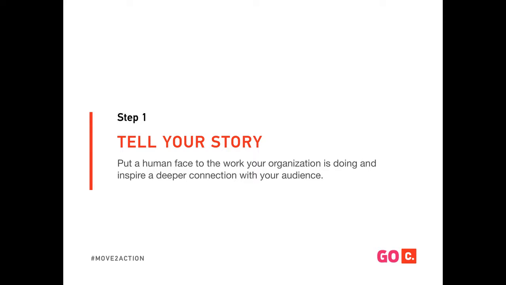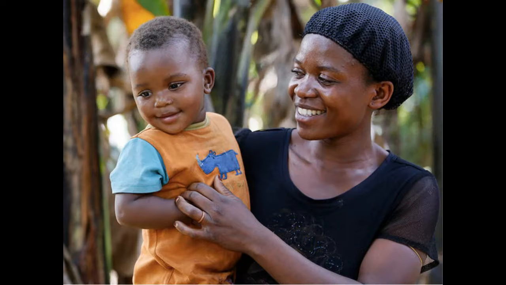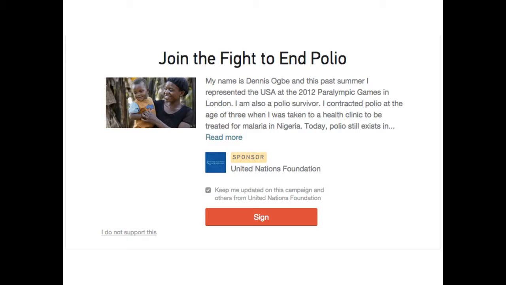An example of telling a story about a big, broad issue to incite action is this amazing campaign, which was run through an organization that we work with called the United Nations Foundation. It was a couple years ago, but I still just love this example. This is the story of a young man named Dennis who had contracted polio when he was young, but then he grew up and was still able to participate in the Paralympic Games, which is pretty incredible.